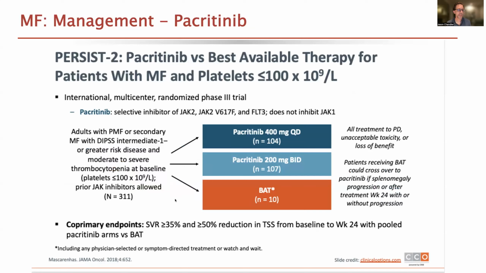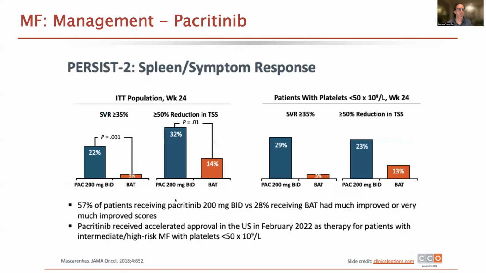So they did the PERSIST study, which was pacritinib. This is in those patients with platelets less than 100,000, but it'll actually work in those less than 50. And they tried different doses. So these are patients with myelofibrosis and low platelets. And this is a similar thing. Usually what they're measuring is their spleen volume change and their symptom change. These patients are in a tough place, but pacritinib is an option for patients with low platelets that have myelofibrosis and you can't get them to transplant.